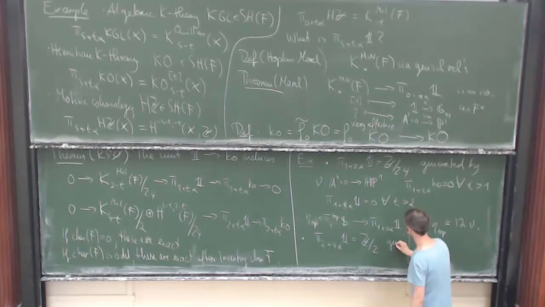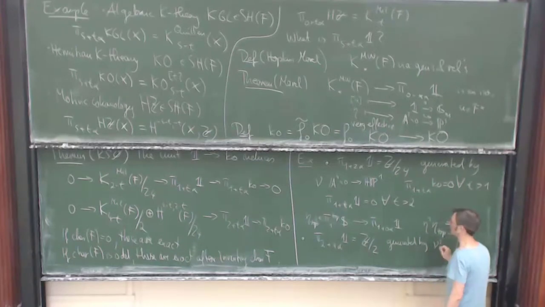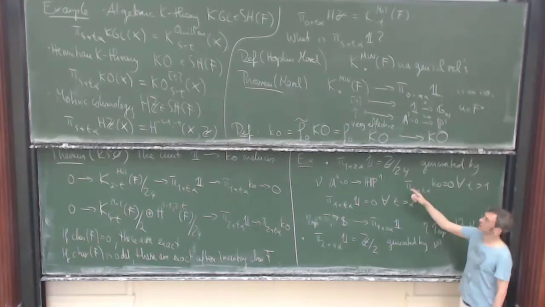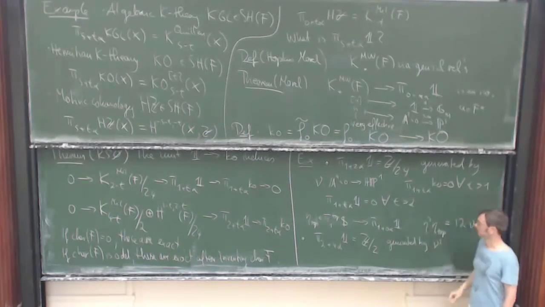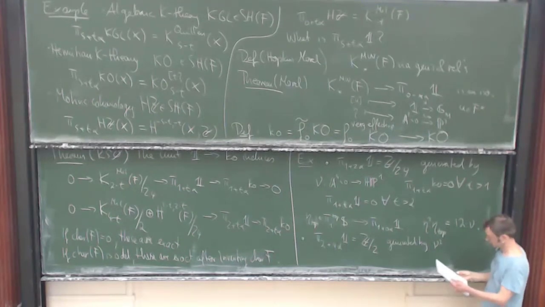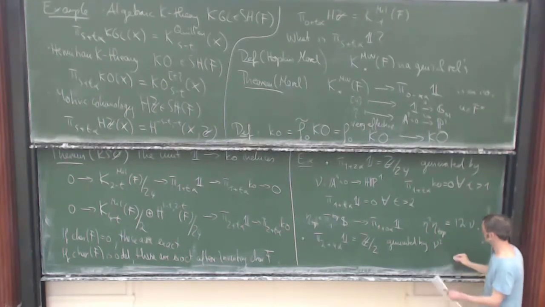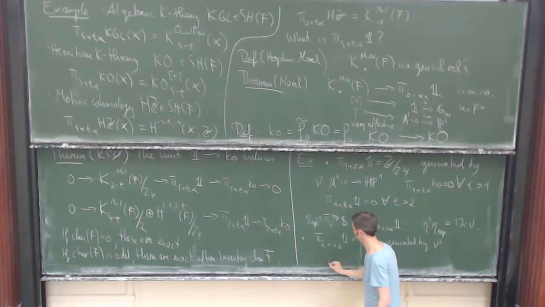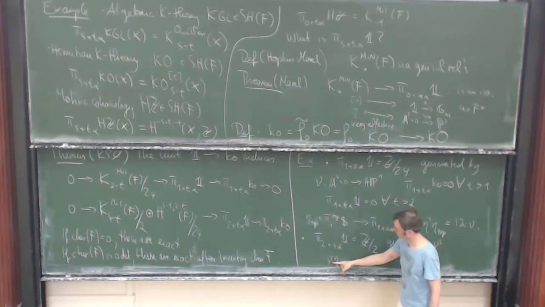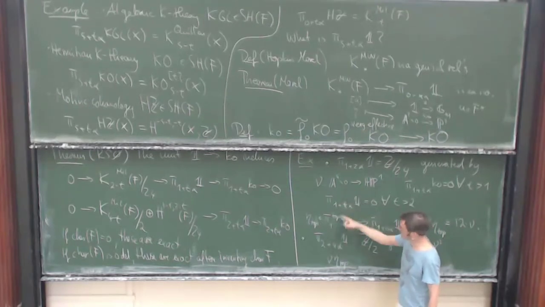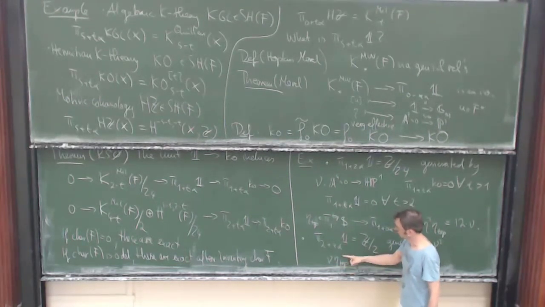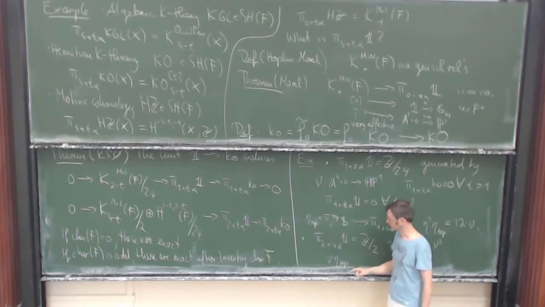So this here is generated by precisely the square of the generator here. There's also a relation, if you like relations. So there's another element. You multiply this generator here, nu, with eta top. This gives you something in pi 2 plus 2 alpha.